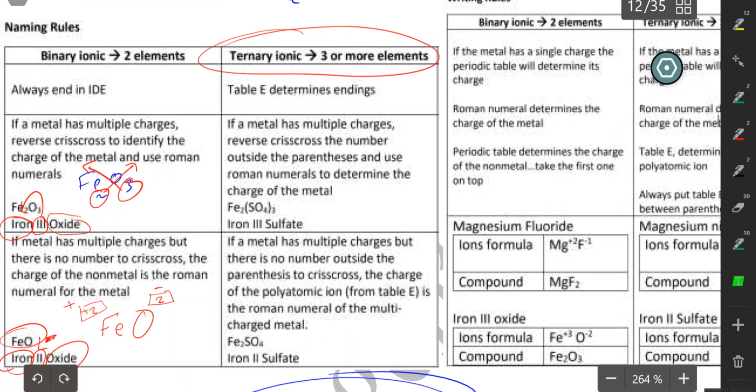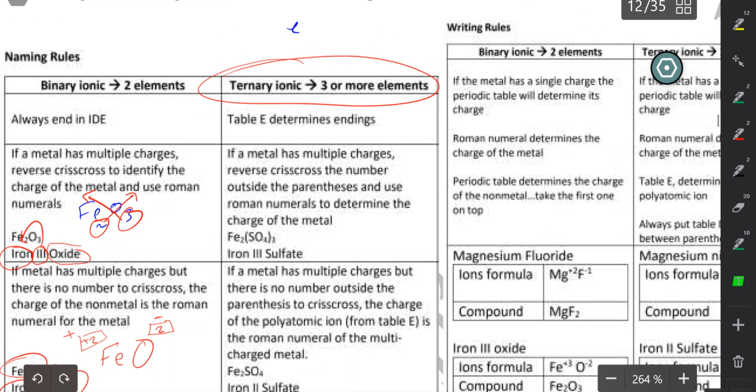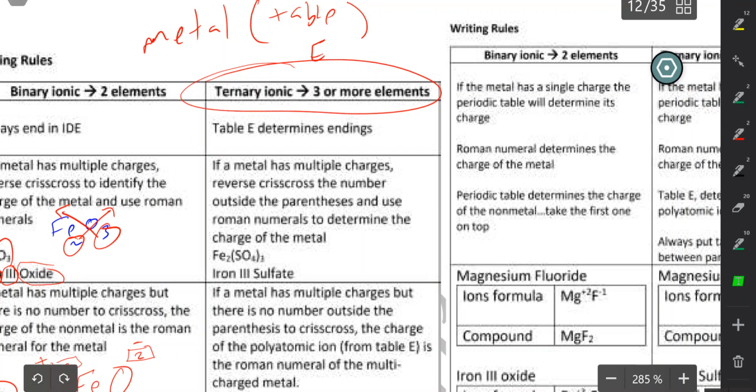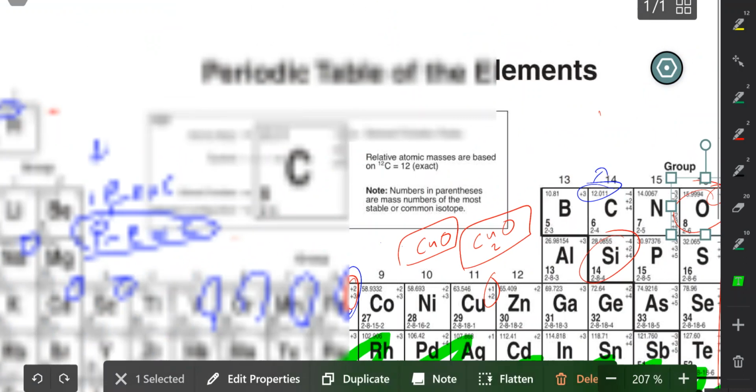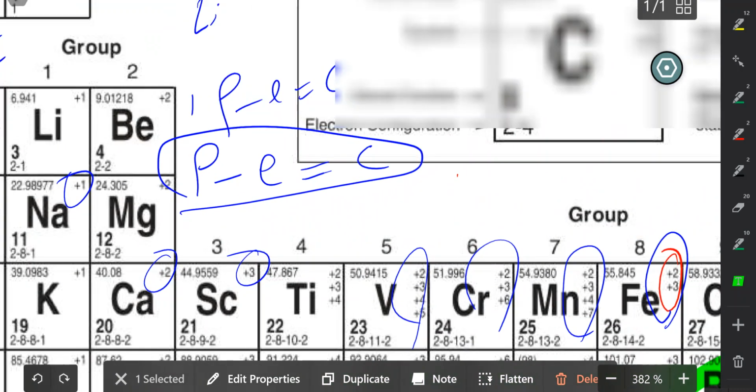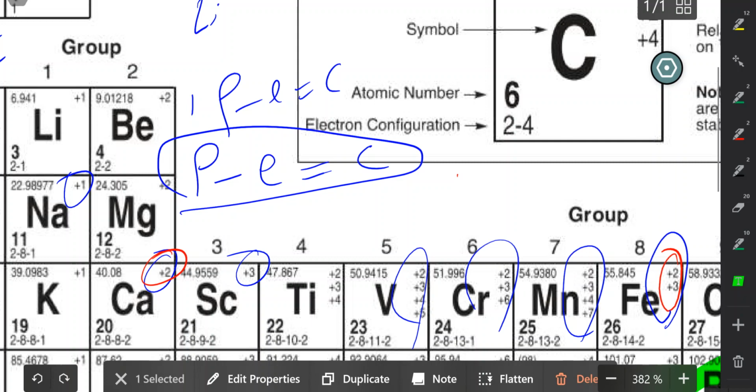ternary compounds, meaning 3 or more elements, that happens when you have a metal combined with a polyatomic ion from table E. So, if a metal has multiple charges, you're going to reverse crisscross and so on. But let's first take the first scenario. Let's say, for example, CaSO4. So, I have calcium over here. Calcium only has a single charge, so I don't need to use Roman numerals.